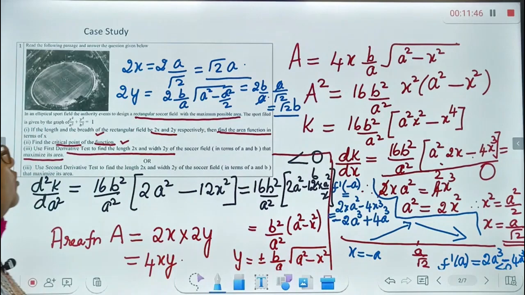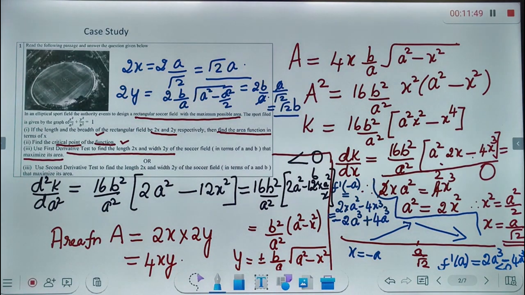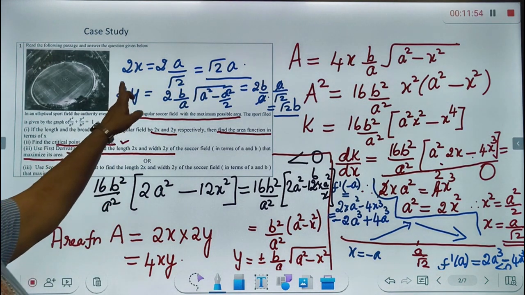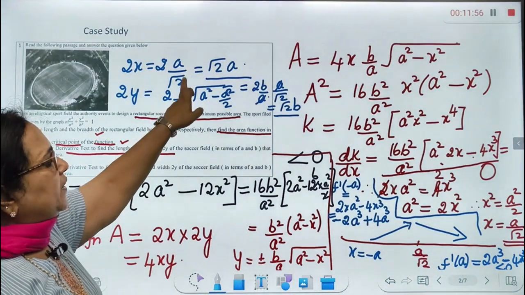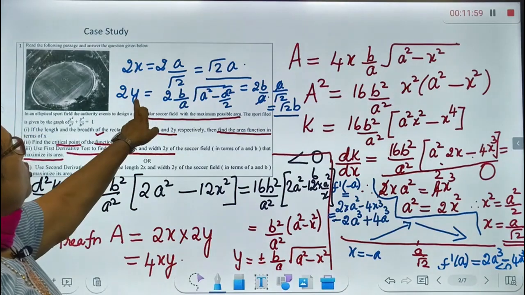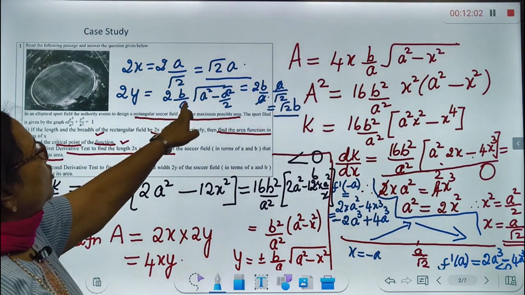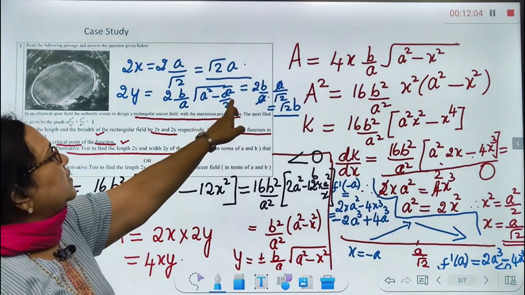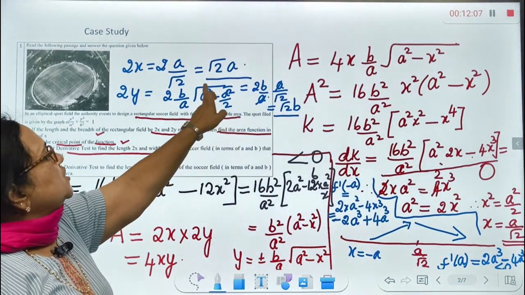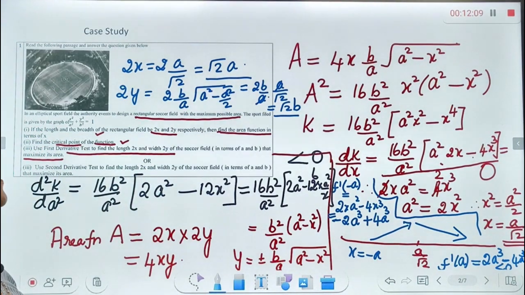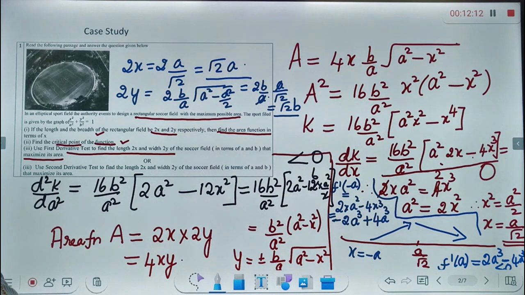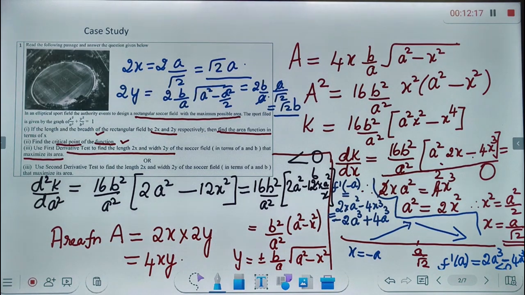When x equal to a by root 2, the length and breadth of the rectangular field, which are 2x and 2y, are given by 2x is 2 times a by root 2, which is root 2a. 2y is 2 times b by a into root of a square minus x square. X square is a square by 2. This is root of a square by 2, which is a by root 2. So you will get root 2 times b. So 2x is root 2a, 2y is root 2b in order for the area to be maximum. Is it clear?